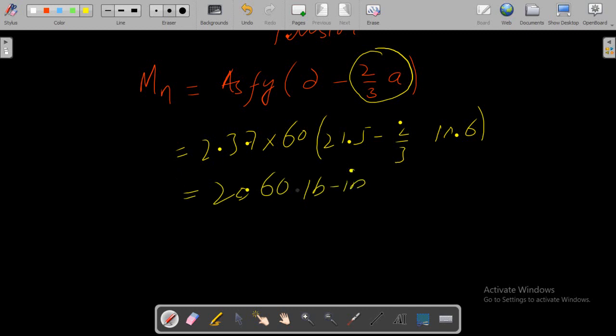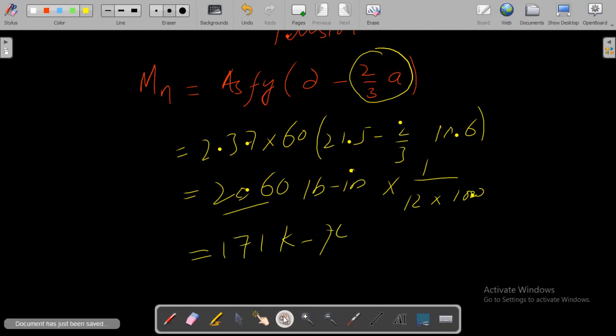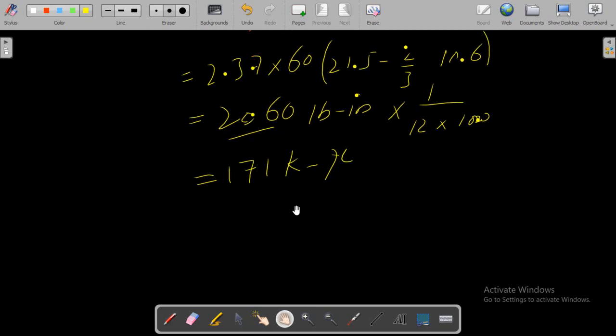You can convert this into kip-inch, divided by... if you multiply it with 1/12 times 1000, you will get your result in 171 kip-feet, right? So this is the way that you can check the value by using this kind of procedure. You can multiply this with the phi value, right?